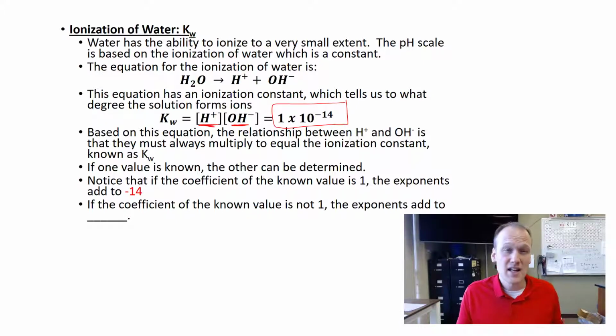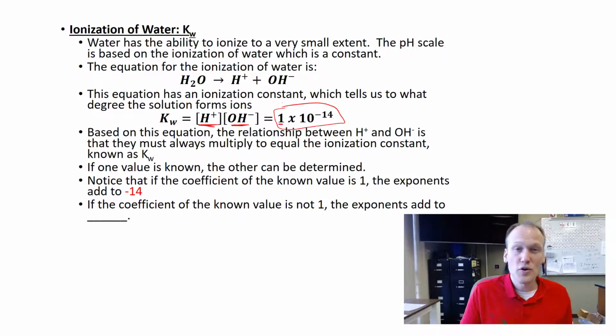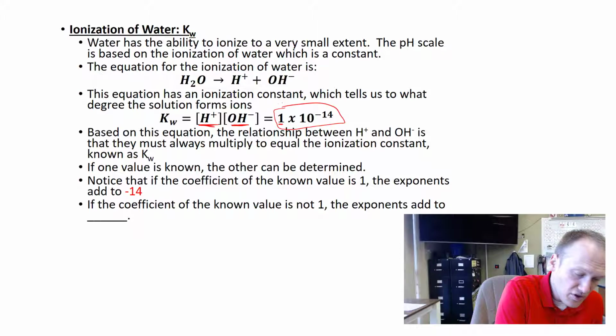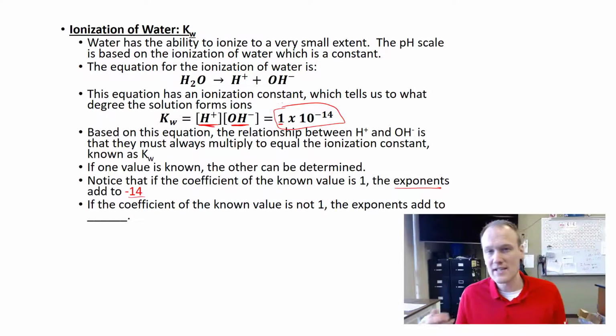So what this means is that the concentration of H+ ions times the concentration of OH- ions should be able to be multiplied together to get Kw, which is 1 times 10 to the negative 14th. Anytime the coefficient of the H+ ion or the OH- ions is 1, the exponents should add to equal negative 14.